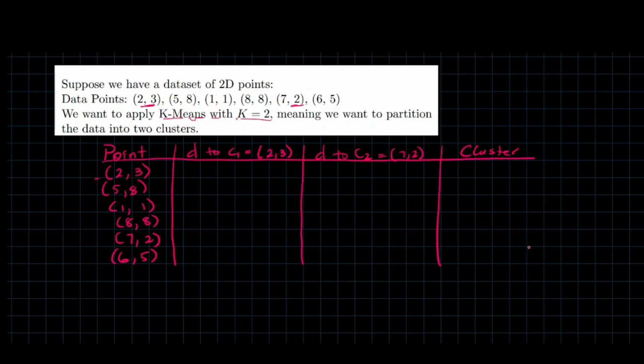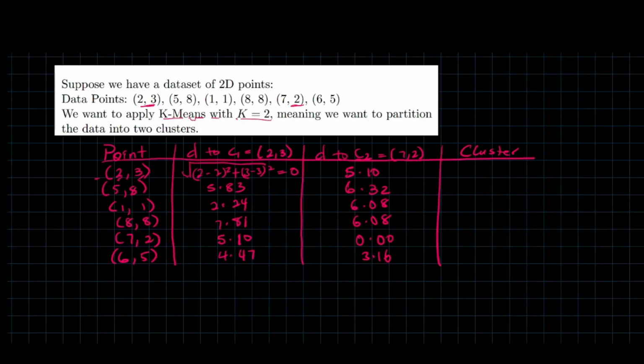For the first one, in order to calculate the distance to the point, you simply do (2 minus 2) squared plus (3 minus 3) squared, which should be equal to 0. You do the same for the others, and you're going to get 5.83. You can use your calculator to verify this. For the distance to the centroid C2, you use the same formula: (2 minus 7) squared plus (3 minus 2) squared. Add everything and square root it, and you get this. So do it for all of them.